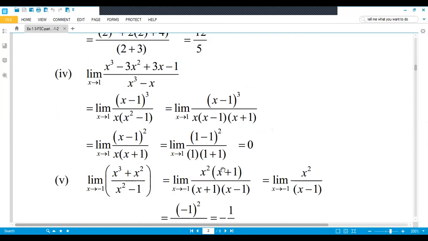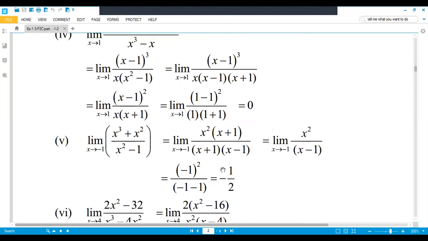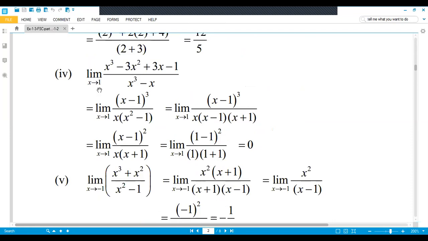Now come to the next part. Next part is limit x approaches to 1, x cube minus 3x square plus 3x minus 1. This is the open form of the formula a minus b whole cube. You know that a minus b whole cube, when you open it, it will be a cube minus 3a square b plus 3ab square and minus b cube. So this is the open form of the formula a minus b whole cube.